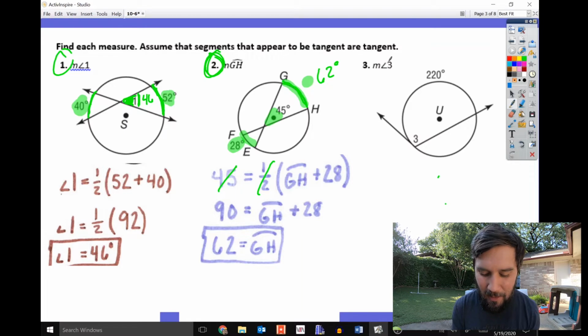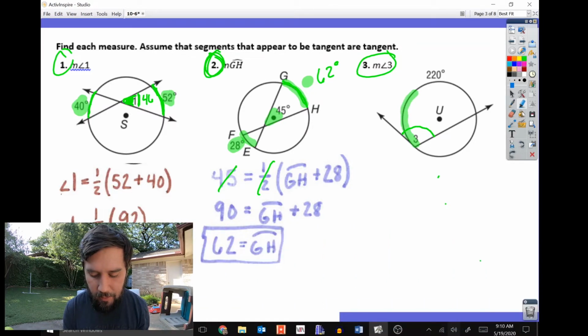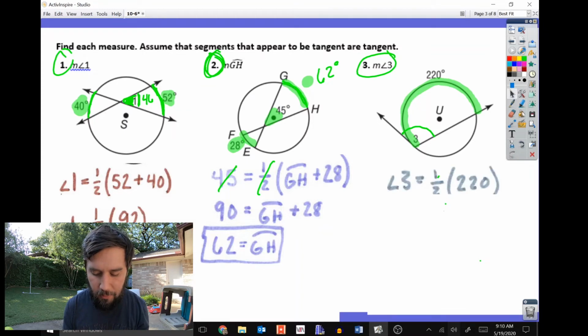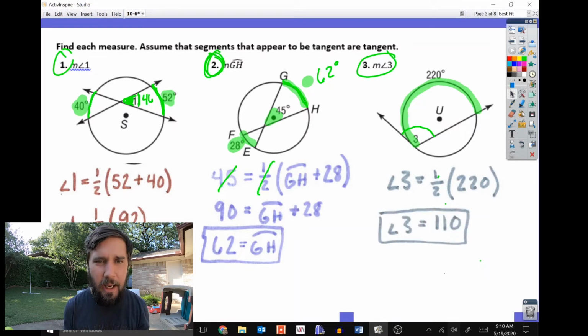So the last one here, you notice the angle I'm looking for, angle 3, where is it located? Yes, on the circle. So it's going to be 1/2 the measure of its intercepted arc, which is this right here. Notice how big that arc is, 220 degrees. And so all we're going to do to find the measure of angle 3 is take 1/2 of 220 degrees, and you get 110 degrees.